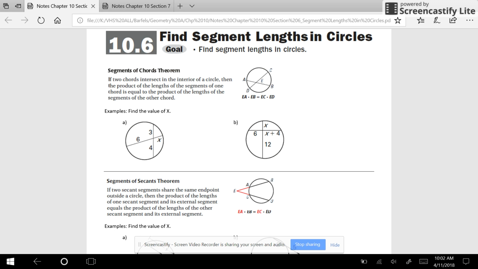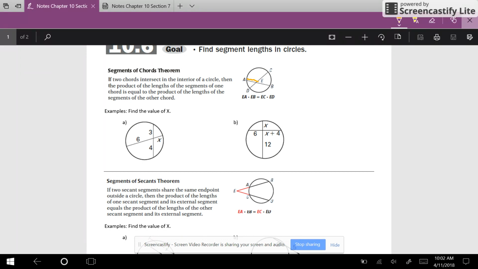Segment lengths. We've been doing angles. Now we're going to take a look at lengths. In this first section, we're looking at two chords, like chord AB and chord CD, where they intersect inside the circle at E.